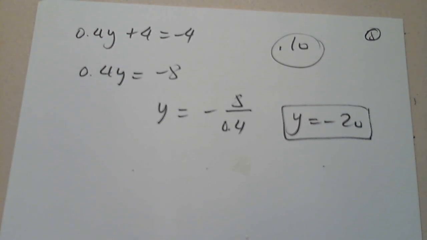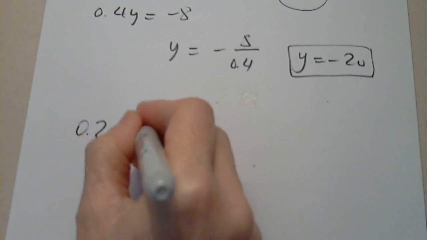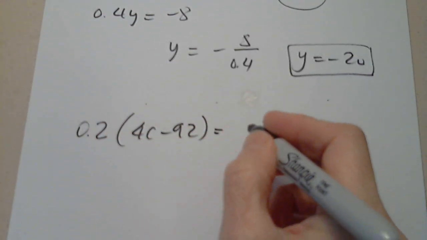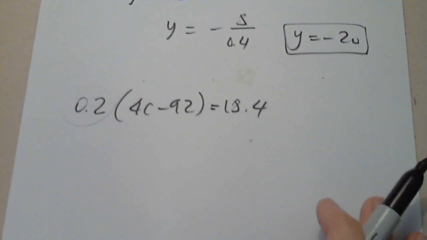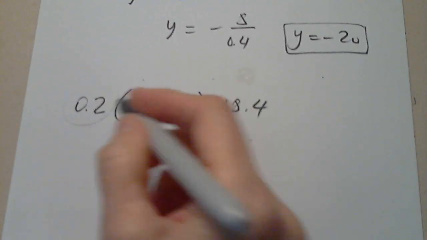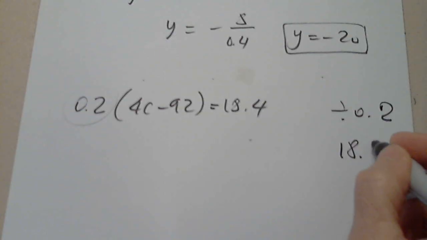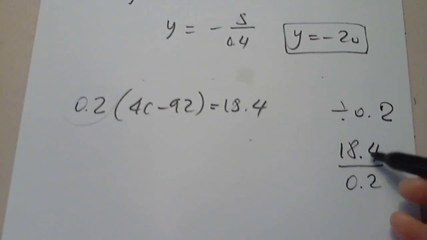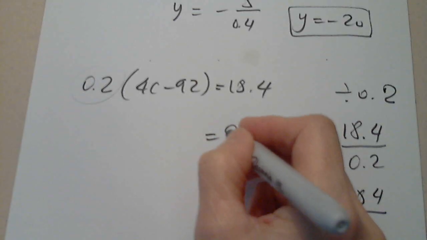Okay, so this is solve the equation. 0.2 times 4c minus 92 equals 18.4. What I recommend here is divide both sides by 0.2. So when I divide both sides by 0.2, look what happens here. 18.4 divided by 0.2. First I have to multiply top and bottom by 10. So I get 184 divided by 2, which is 92.